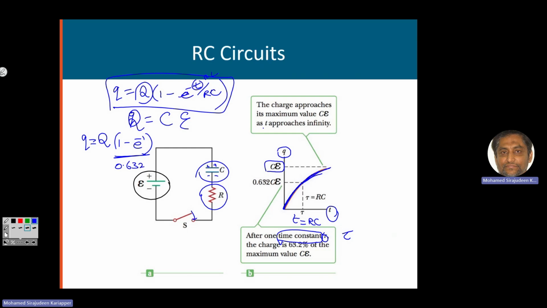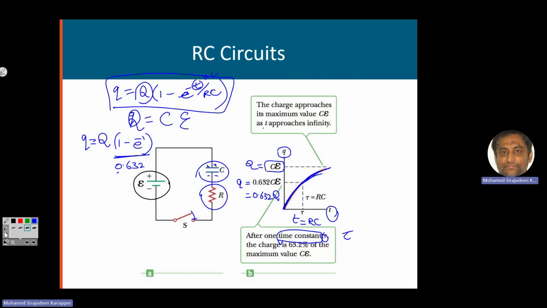The e is the natural logarithm base, right? It's called Napier's constant. So it is 0.632. So at the time of one time constant, the charge will reach 0.632 times the maximum charge. Or you can say it will reach 63.2% of the maximum charge, the saturated charge. So that's how we define the time constant in an RC circuit.